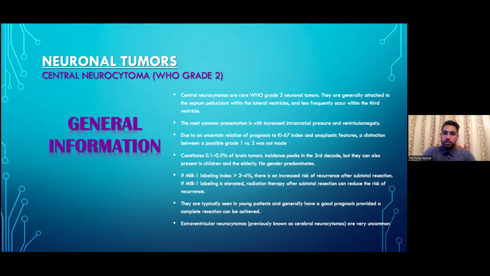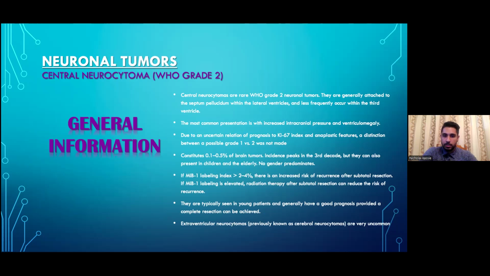It constitutes 0.1 to 0.5% of all brain tumors with an incidence peak in the third decade, but they also present in children and the elderly, with no gender predominance. If the MIB1 labeling index is greater than 2 to 4%, there's an increased risk of recurrence after subtotal resection. If MIB1 labeling is elevated, radiation therapy after subtotal resection can reduce the risk of recurrence. They are typically seen in young patients and generally have a good prognosis provided complete resection can be achieved.